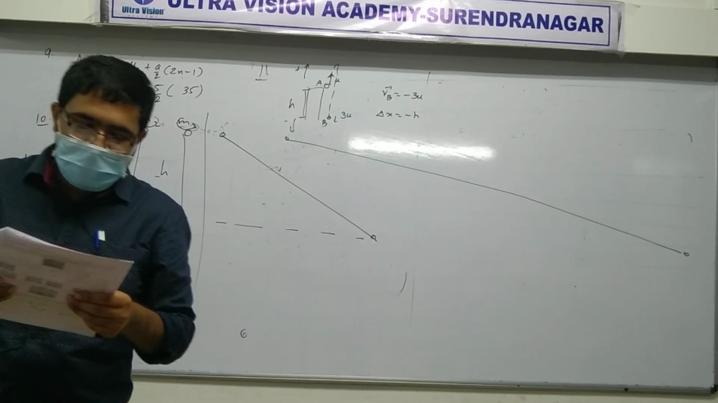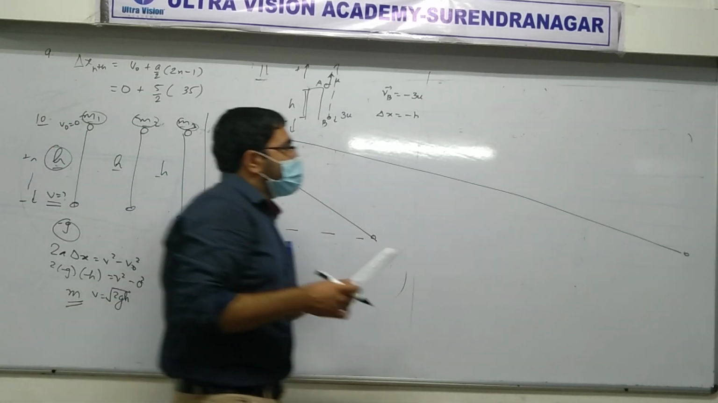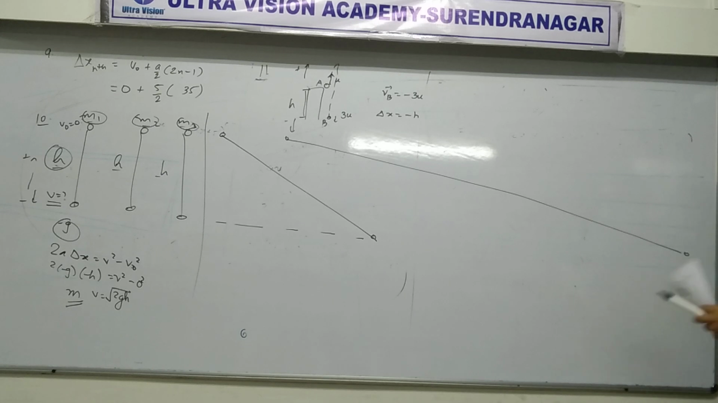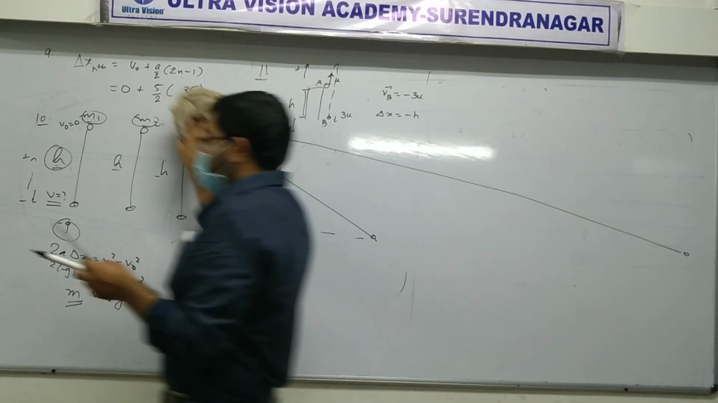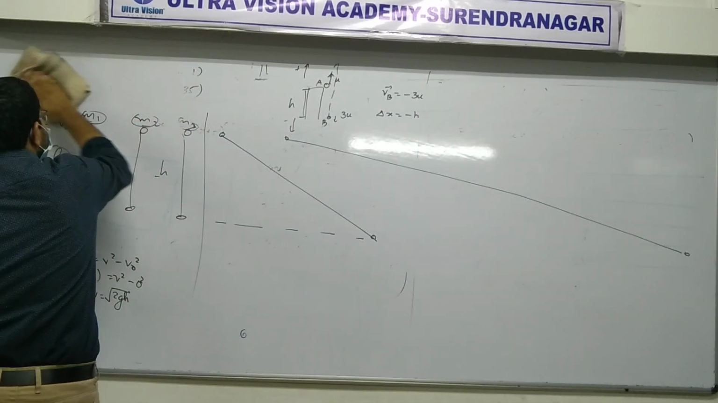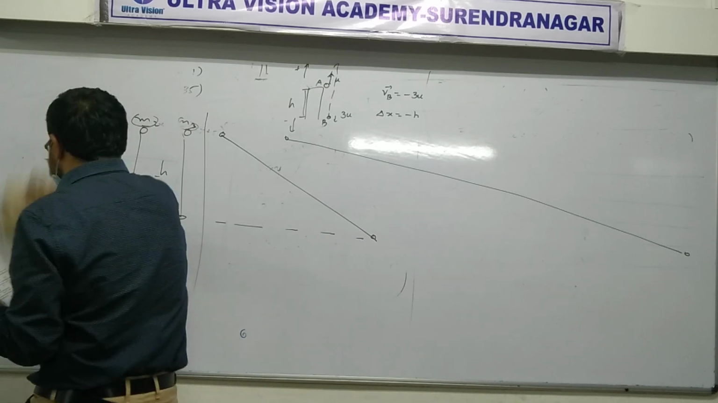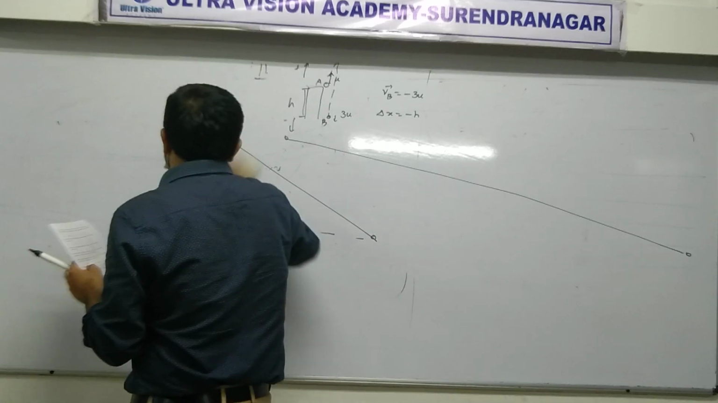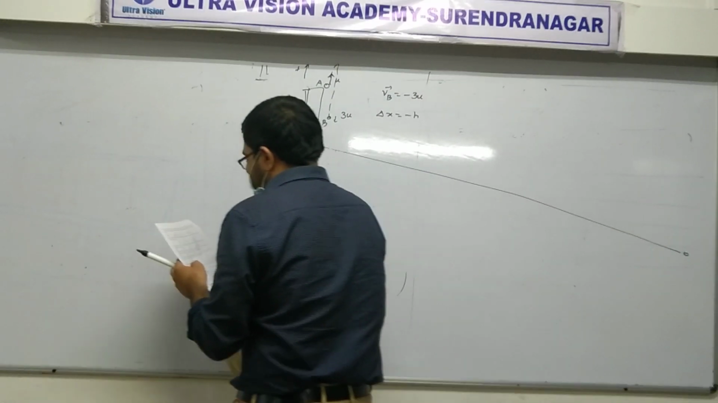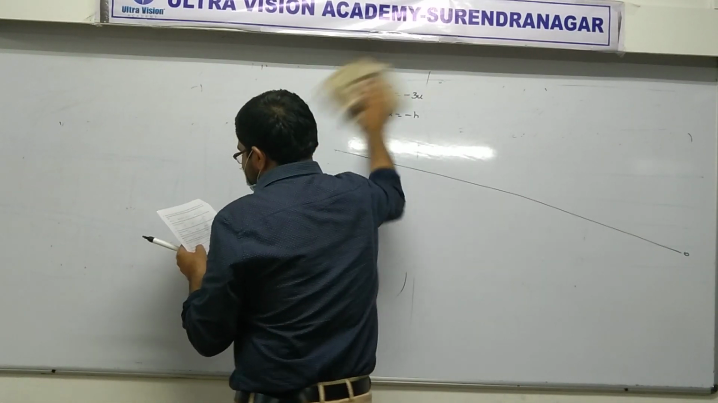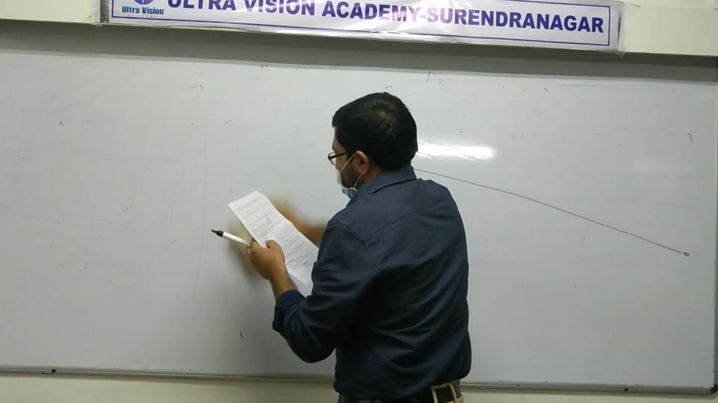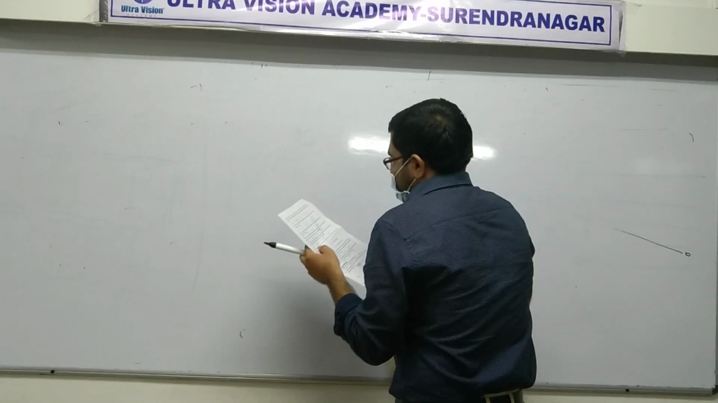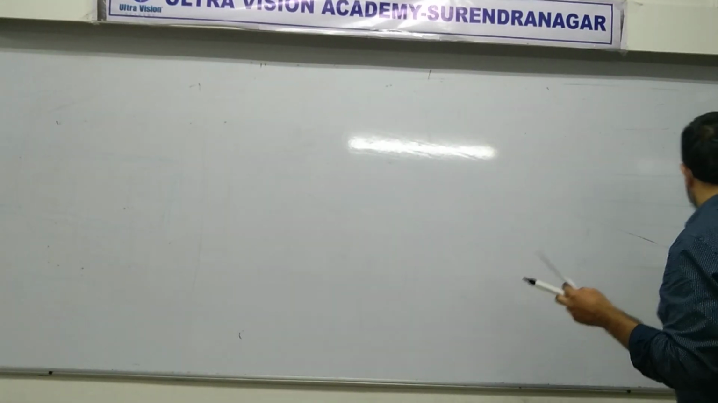The velocity of a body moving with uniform acceleration. Read the text carefully, everyone. Don't just look at the numbers. Read the text also very carefully. So, what is given? The velocity of the body moving with uniform acceleration is 30 meters per second at 2 seconds and 60 meters per second at 4 seconds.